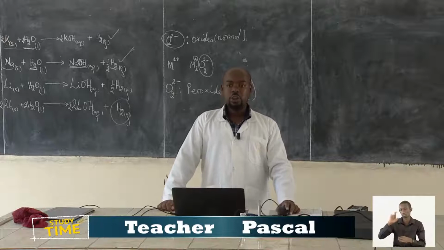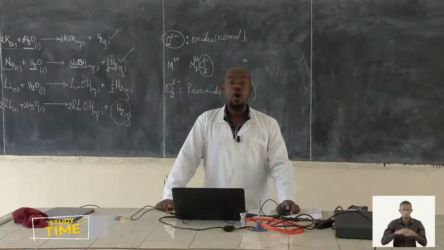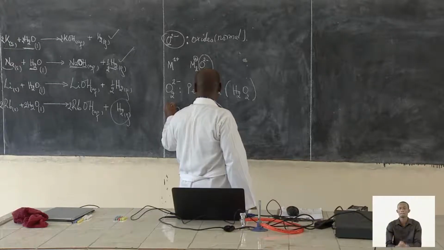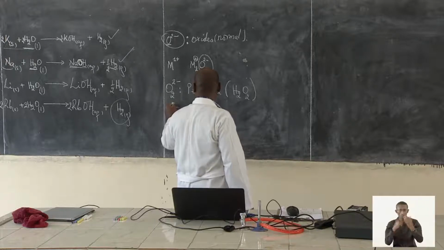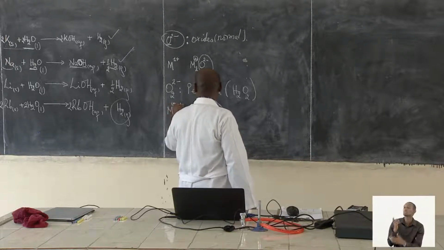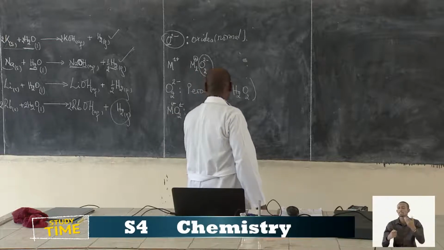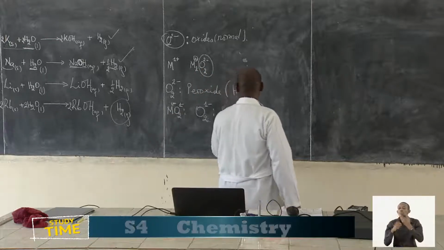And it is also possible to produce another type of oxides we call the superoxides with MO2. And in this MO2, the charge, remember, it is 1 positive, and because of that, the oxygen molecule will have a charge of 1 negative. And we call this one the superoxide.